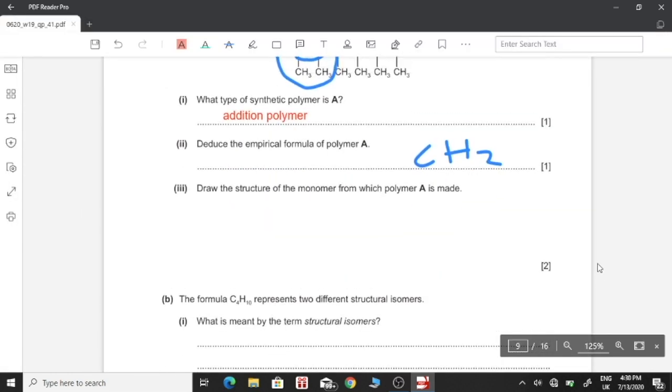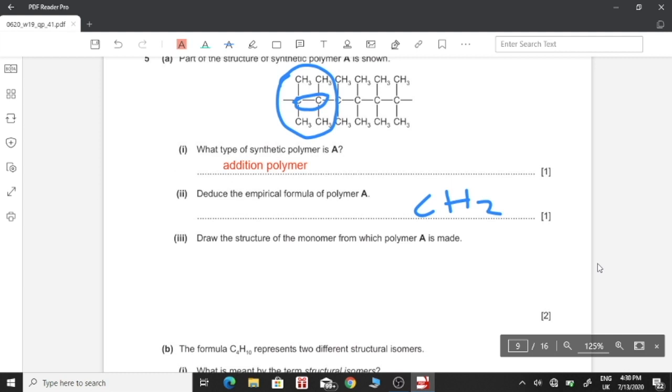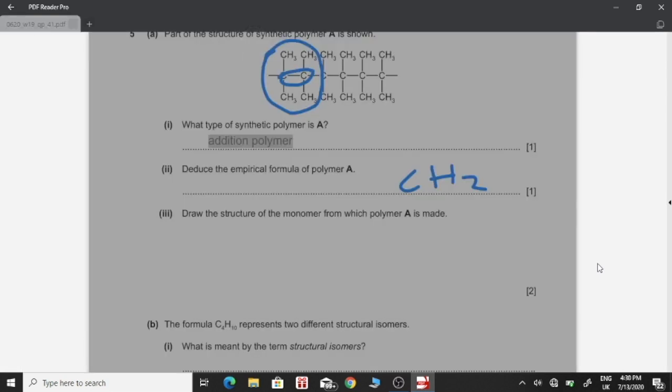Draw the structure of the monomer from which polymer A is made. So this is quite simple. The only difference is we put double bonds in two of the carbon backbone atoms, and the rest of the structure is the same. Okay.